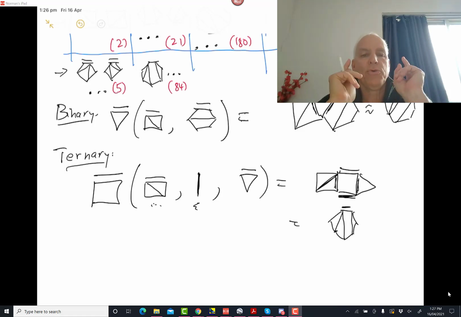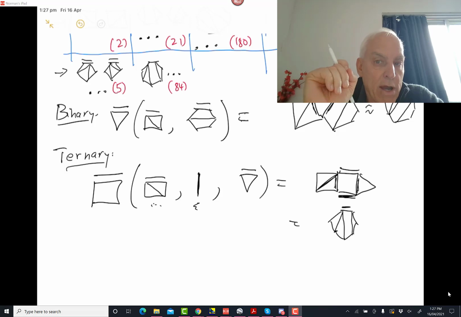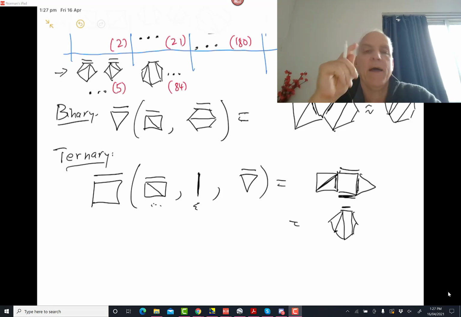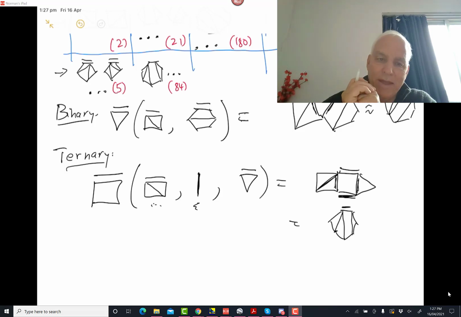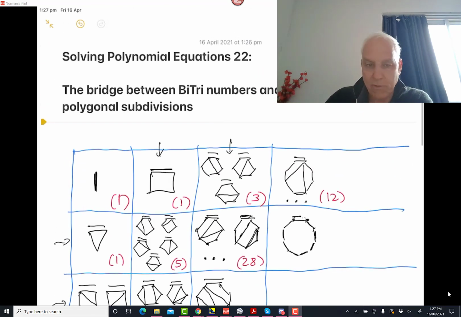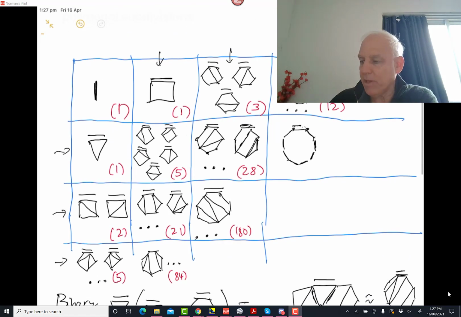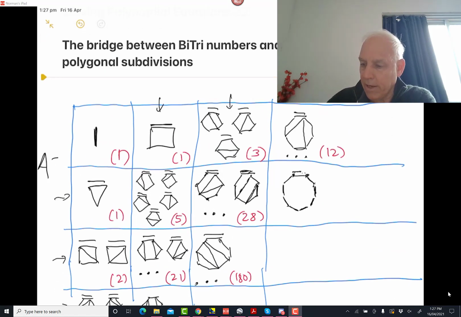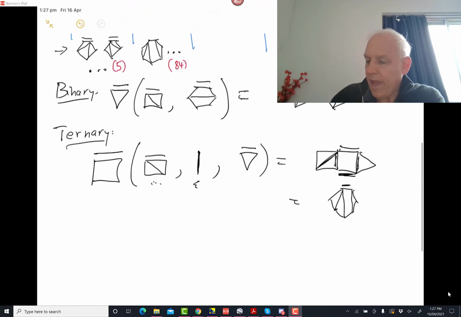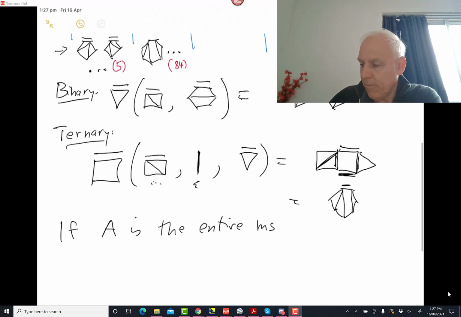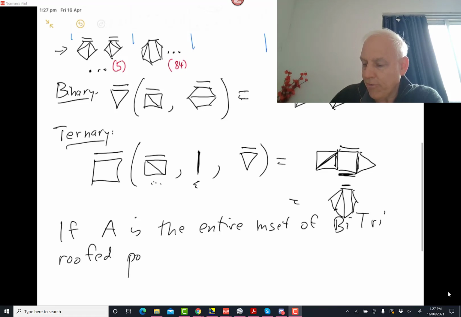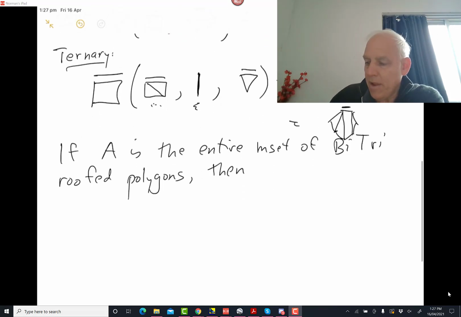Great, okay, so those are our binary and ternary operations. Okay, and now we're going to do the same kind of thing that was suggested to us by Graham, Knuth, and Patashnik, in that exercise 22 in chapter 7. We are going to take the multiset of all of these BiTri-roofed polygons, and we're going to give that a name. So let's let A be the entire multiset of BiTri-roofed polygons, then we're going to write down an equation satisfied by A.